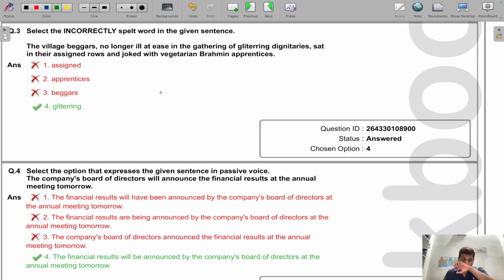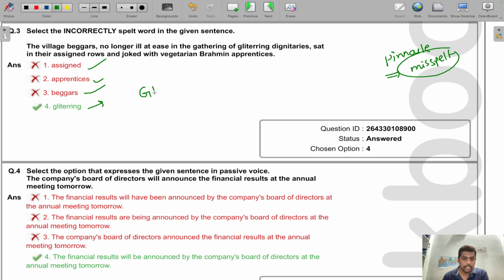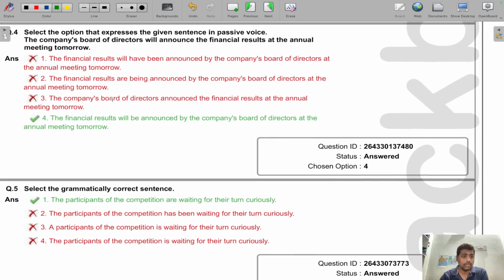They're asking for the incorrectly spelled word. For incorrectly spelled words, guys, you need to go to Pinnacle, and at the end of the Pinnacle there will be misspelled words. You just go through those words. So the first one, assigned, is correct. Apprentice spelling is also correct. Beggars is correct. Glittering is incorrect, guys. The correct spelling is G-L-I-T-T-E-R-I-N-G. Here they missed one T, so this is the incorrect one. Let us go to the next question.